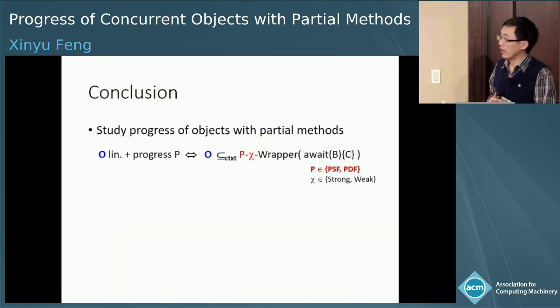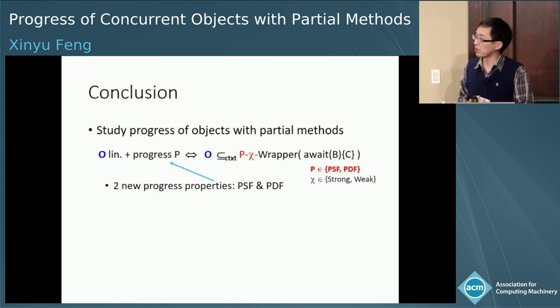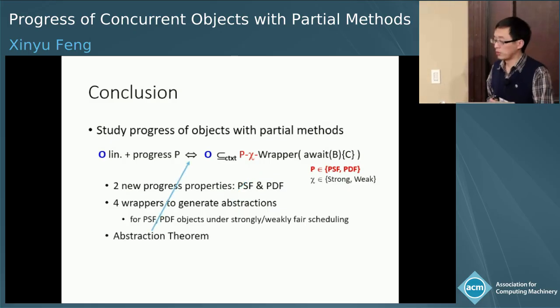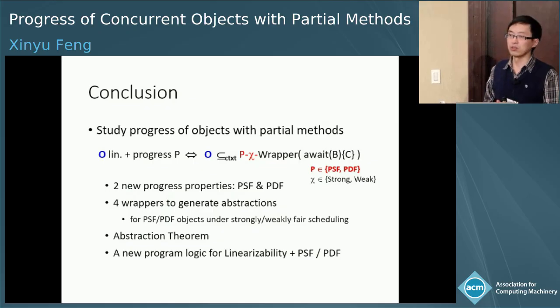Okay. So as a summary, we studied the progress of objects with partial methods. We have two new progress properties proposed here. And also we have four wrappers to enumerate all combinations of the progress properties and the strong and weak fairness. And then our abstraction theorem shows the equivalence here, and we have a program logic to verify progress. Thank you.